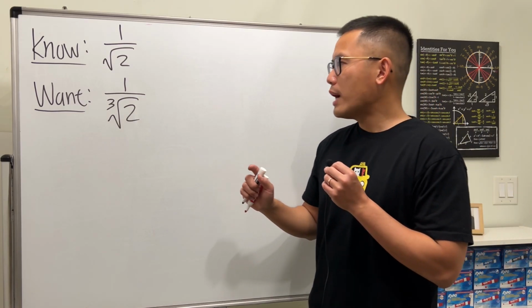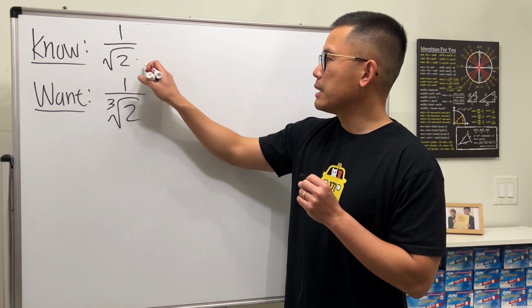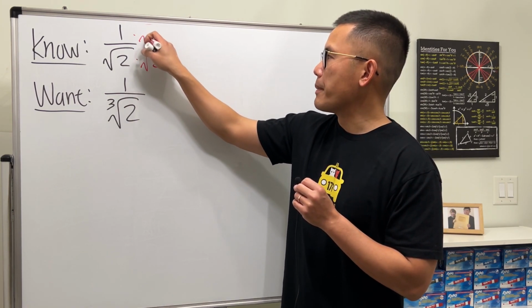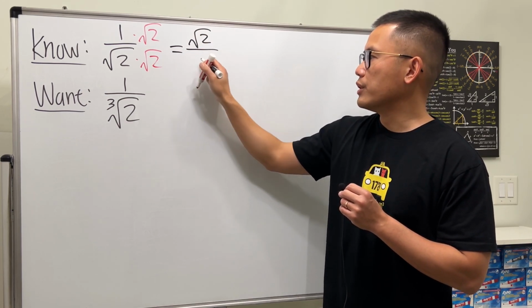So when we want to rationalize the denominator for 1 over square root of 2, we can just multiply the bottom by square root of 2 and do the same thing on the top. And we will end up with square root of 2 over just a 2.